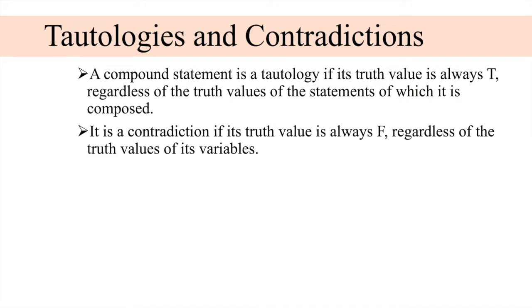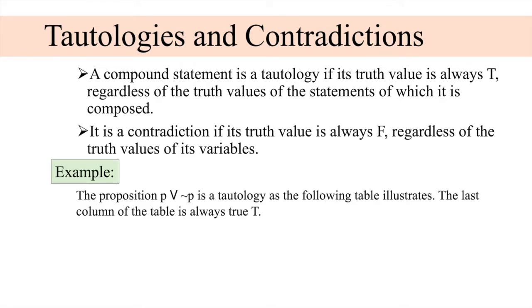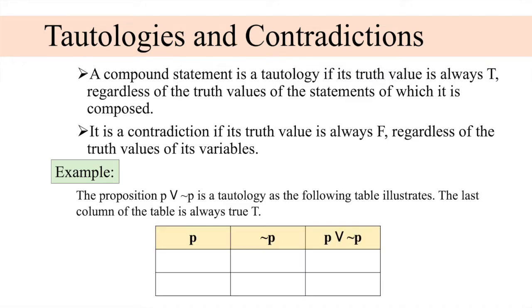So this is a compound statement that is a tautology if its truth value is always true, regardless of the truth values of the statements of which it is composed. It is a contradiction if its truth value is always false, regardless of the truth values of its variables. For example, the proposition P or negation of P is a tautology, as the following table illustrates. The last column of the table is always true.